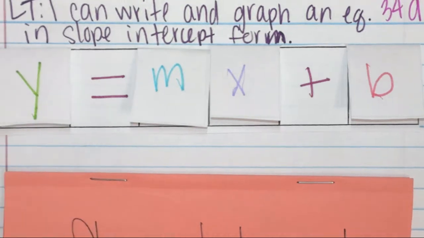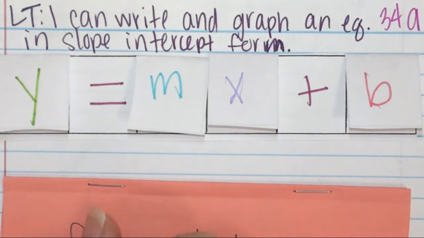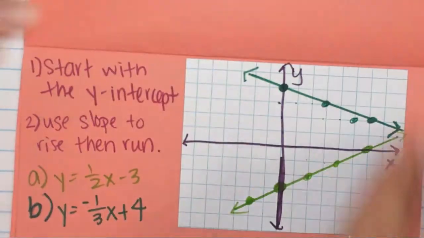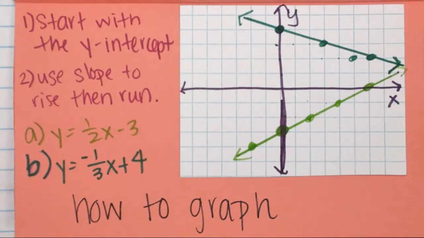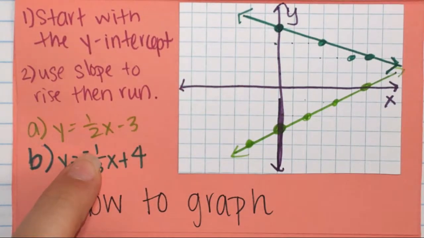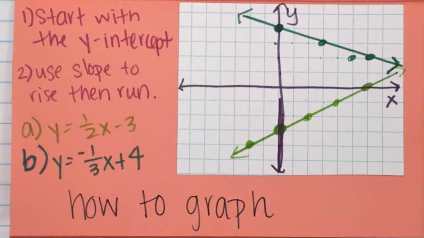All right, the y stands for the y coordinate, the m stands for the slope. What's x? X coordinate of the point. And what's b? The y-intercept. When we graph, what do we always start with? The y-intercept, and then we use the slope to rise, then run. If it's negative, do we go up or down? Down. And we always run to the right first. Good.